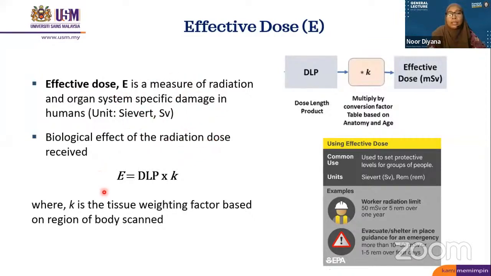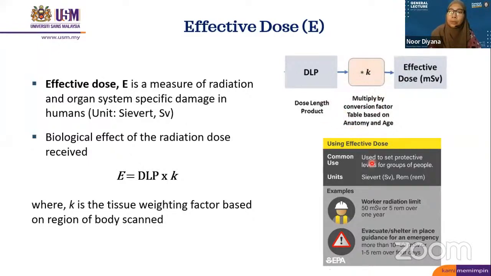Okay, so you obtain the effective dose by multiplying the DLP by the conversion factors, the tissue weighting factors. Okay, and this is based on the ICRP. We have ICRP 103 as the latest. I didn't put it in my slide, but you can refer to ICRP 103 for the conversion factor table.